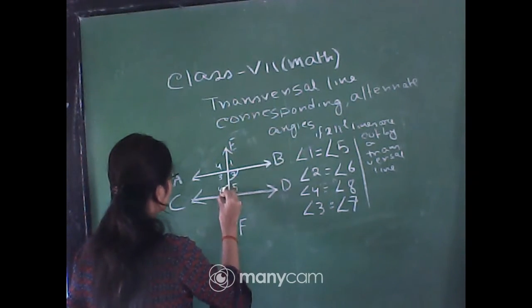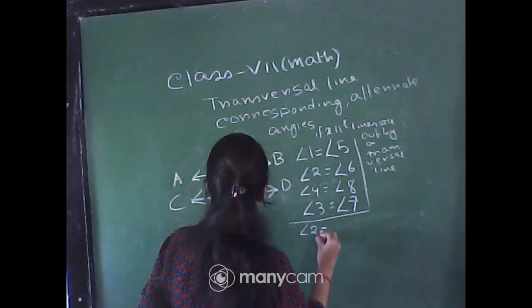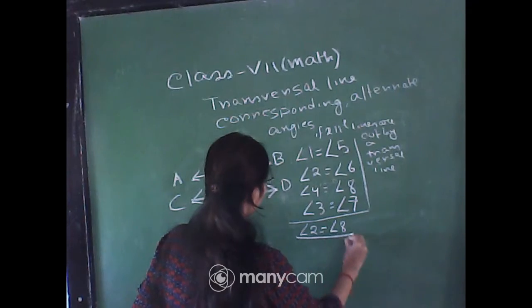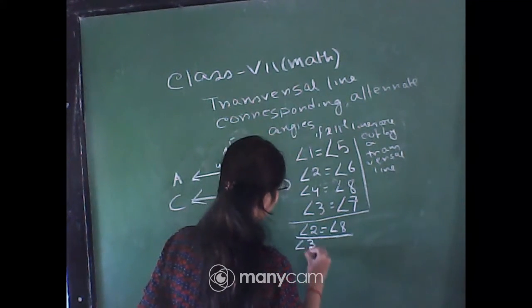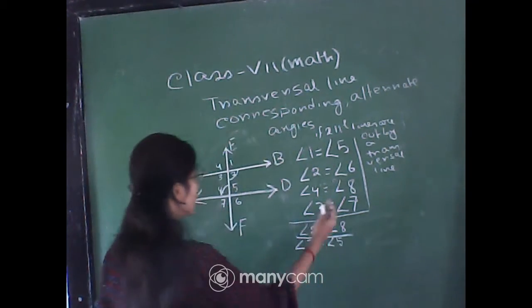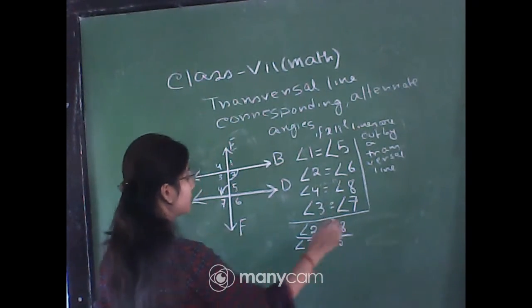So angle 2 is equal to angle 8 because angle 2 and 8 are alternate interior angles. Also angle 3 and angle 5 are alternate interior angles. So angle 2 is equal to angle 8 and angle 3 is equal to angle 5, isn't it?